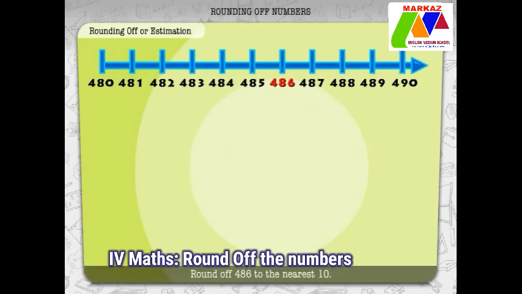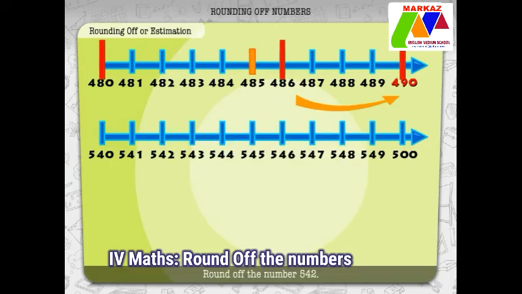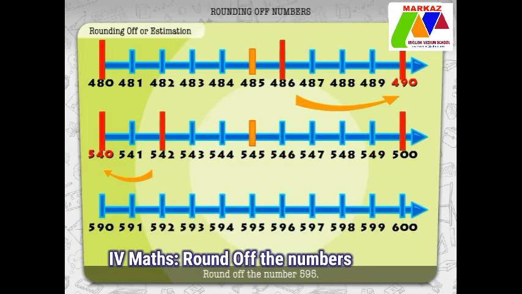Round off 486 to the nearest 10. So 486 is estimated to 490. Round off the number 542. Here 542 is estimated to 540. Round off the number 595. Once again, 595 is estimated to 600.